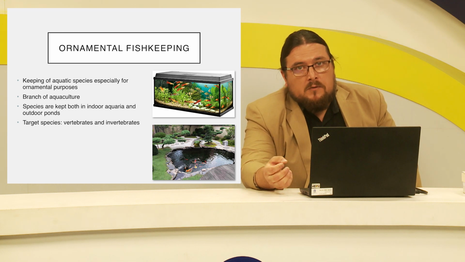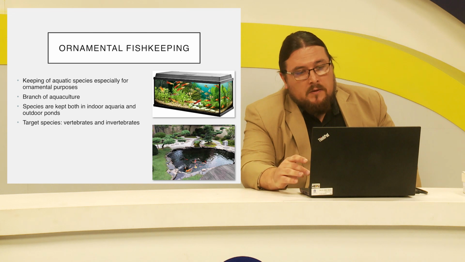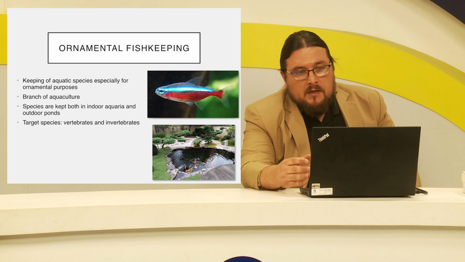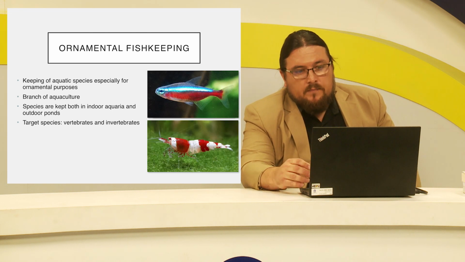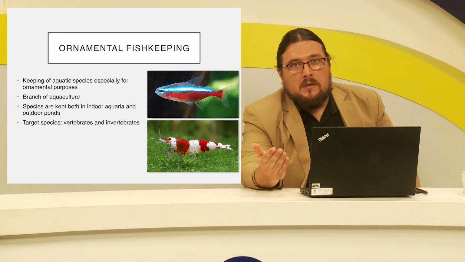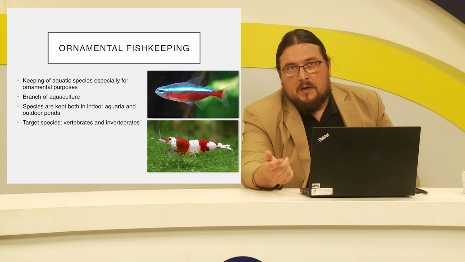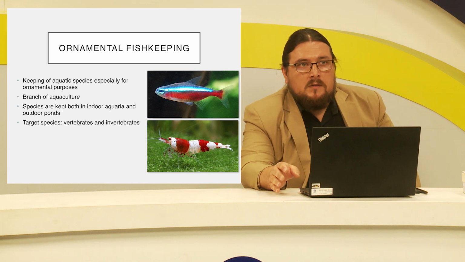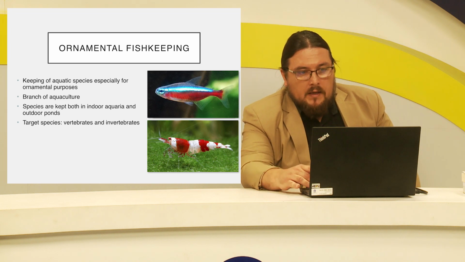Target species, what is it? Ornamental aquatic species. There are both vertebrates and invertebrates. Vertebrates, I mean mainly fishes. And among invertebrates, there are some decapod crustaceans like shrimps, crayfish, crabs, and so on. And also some invertebrates like mollusks and other animals.